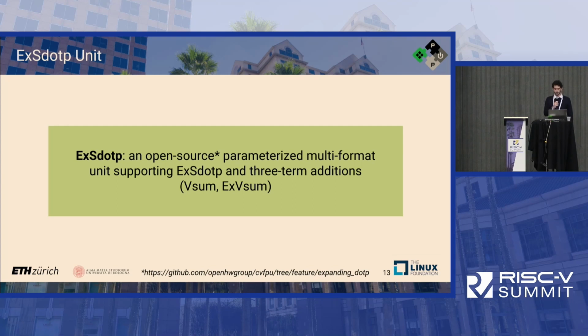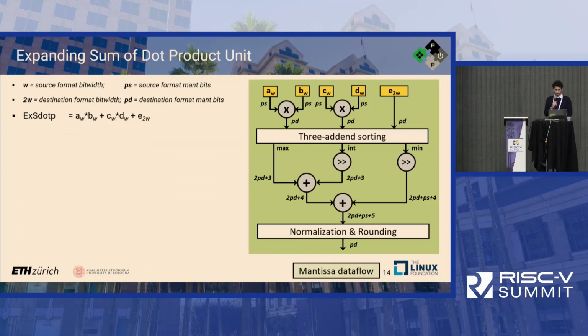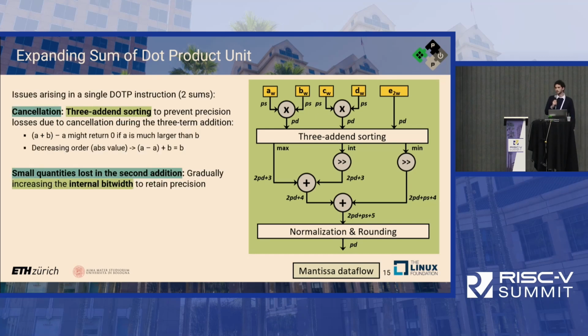This is a parameterized multi-format unit supporting the expanding sum of the product and the 3-term additions we just mentioned before. The unit will do twice the amount of work of an FMA, so we have 2 multiplications and 2 additions. However, merging 2 FMA into a single unit also creates other challenges, mainly due to the 2 consecutive floating point additions. So we addressed that by adding a 3-addend sorting before the 2 consecutive additions and by increasing the internal bit width before each of the others.